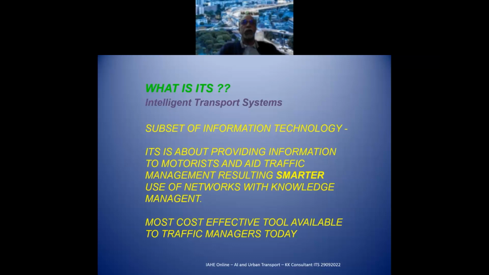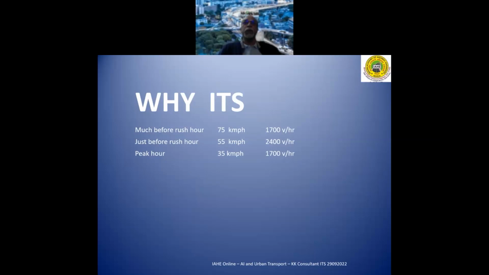Putting a signal may cost ₹1 million, and putting a flyover that would cost you maybe 330 million or 300 million. So this is the cost effectiveness with respect to traffic control management. Now, why do we need ITS? Let us take a road which is in the outskirts of the city, which is carrying traffic. Much before the rush hour, at around 7 o'clock, we find that the vehicles are going on that highway at around 75 kilometers an hour. And we are seeing around 1,700 vehicles going per hour.